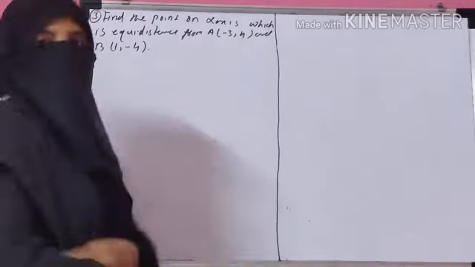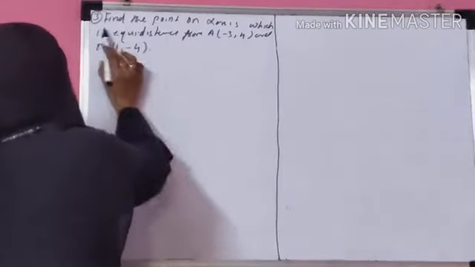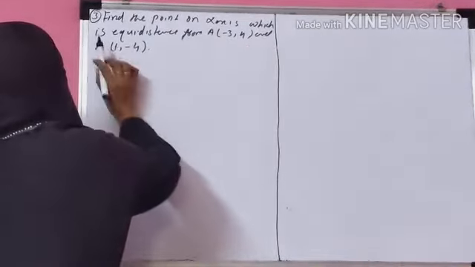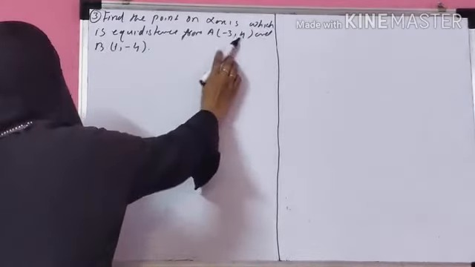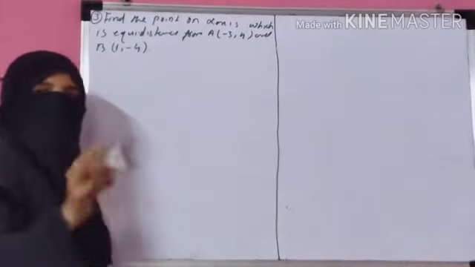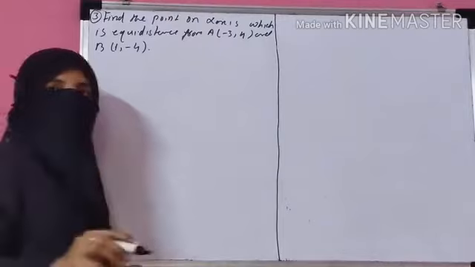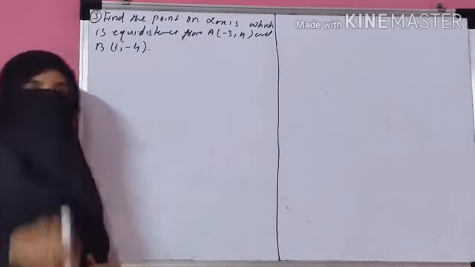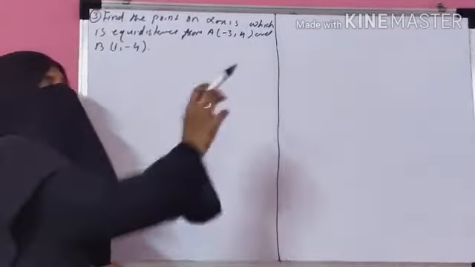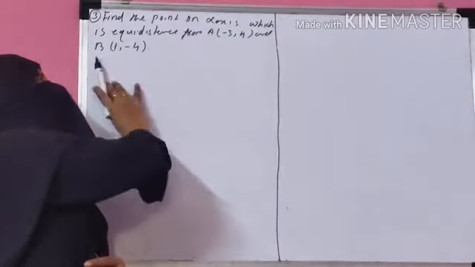Got it? Next, question number 3. Find the point on the x-axis which is equidistant from points A and B. Here we have to find a point which lies on the x-axis and whose distance is equal to points A and B.